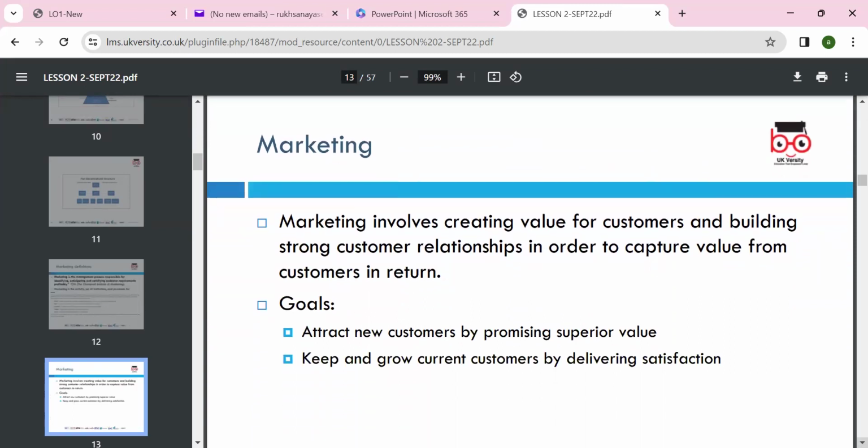Marketing involves creating value for the customer and building stronger relationships in order to capture value from the customer in return. So the goal can be to attract new customers by promising superior value, and to keep and grow current customers by delivering satisfaction.